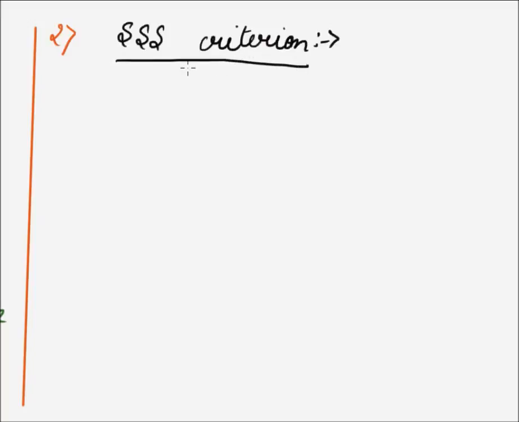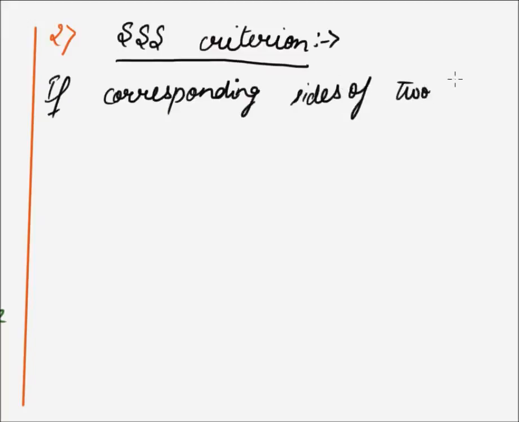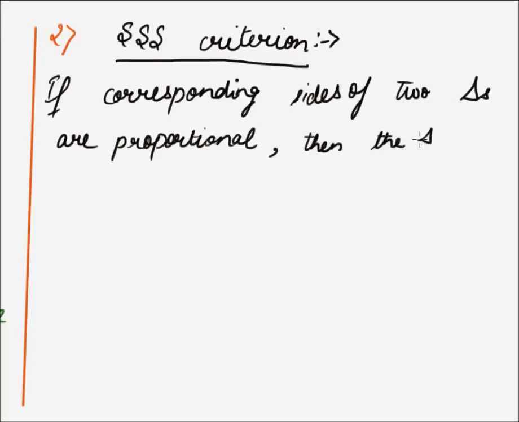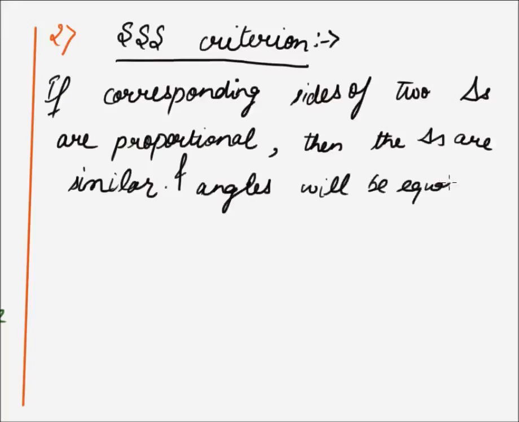This criteria says if corresponding sides of two triangles are proportional, then the triangles are similar, and angles will be equal. By angles we mean the corresponding angles.